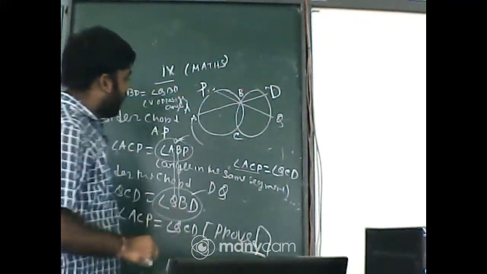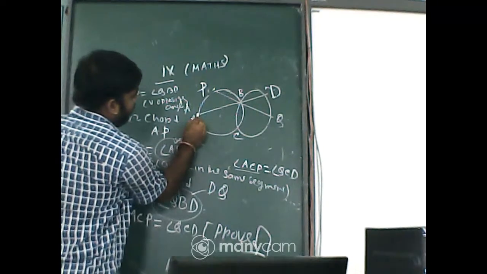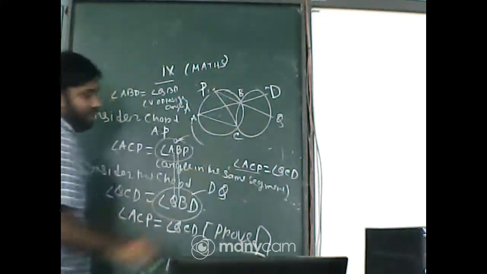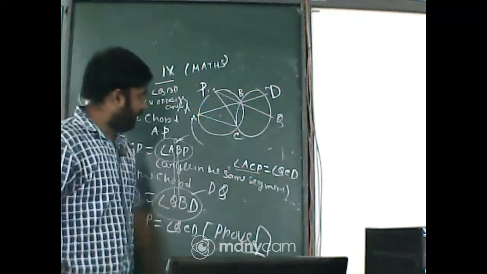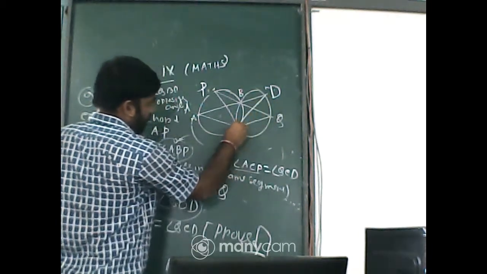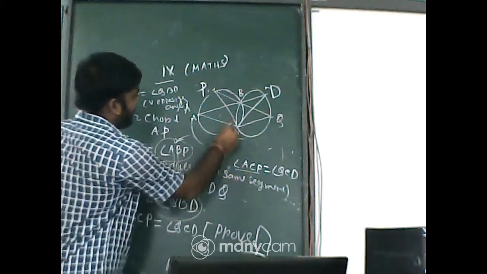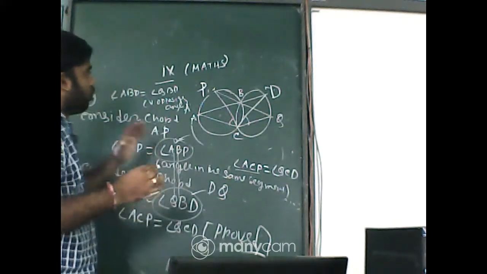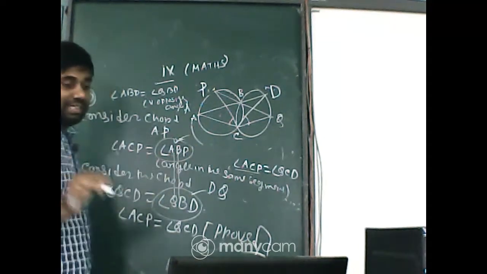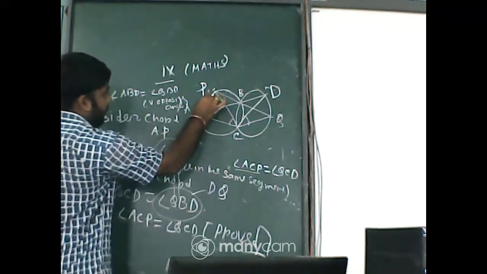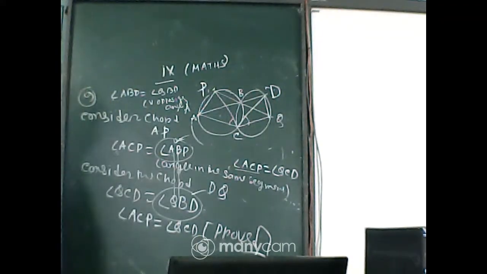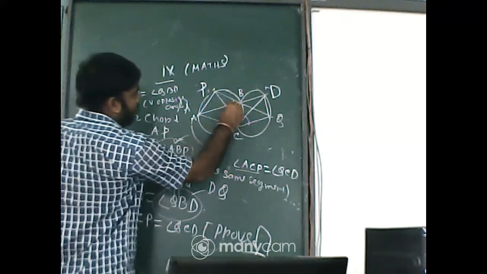Okay. You are asked ACP, so ACP means you must join that angle ACP. Now we will get QCD, so QCD means you have to join QCD. Okay. So the question is ACP and QCD equal. To prove that, you need a construction: join AP and join DQ. Got it?